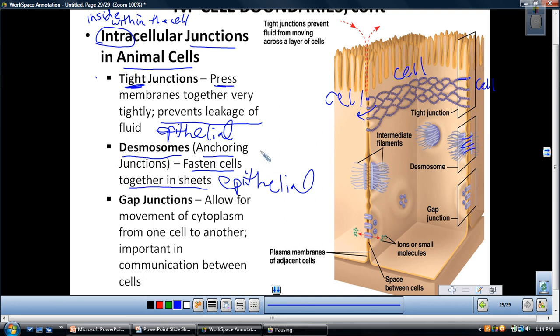I am going to write that the protein that's used in this one is keratin. Okay, so keratin is very important. We mentioned it a minute ago with the cytoskeleton, but it's also keratin proteins that anchor this in the cytoplasm.